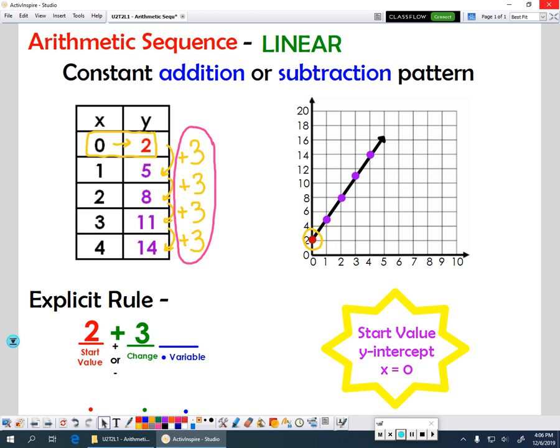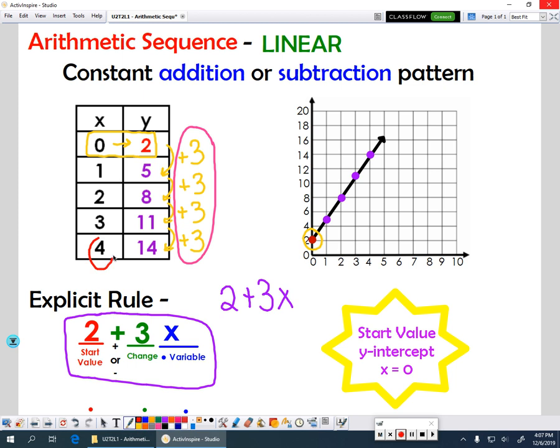And then finally, last but not least, the last thing we need to have is our variable. And that variable represents the term that we have. So if I wanted to use this explicit rule to find a term, all I would do is take my rule and ask, what term do I want to find? And I'm going to use one that's in our table to help us.